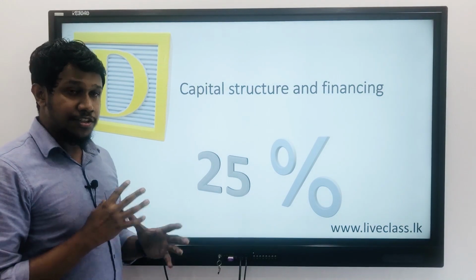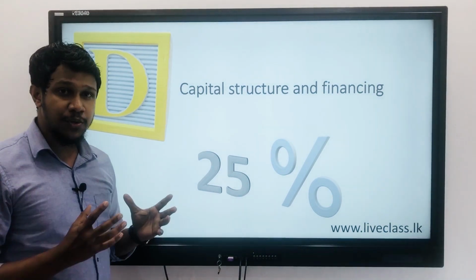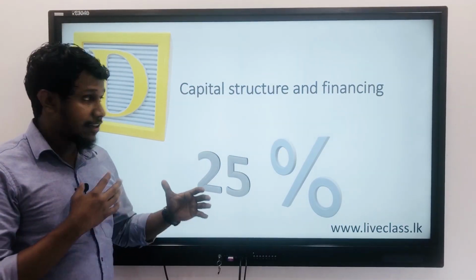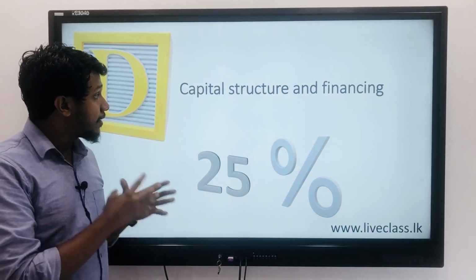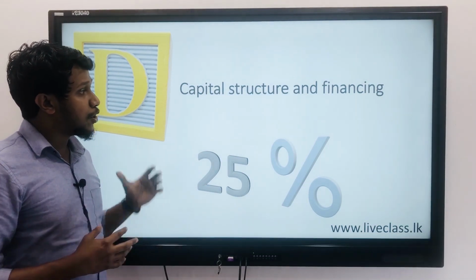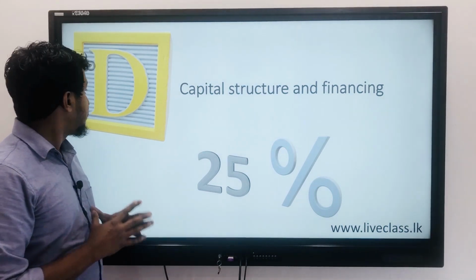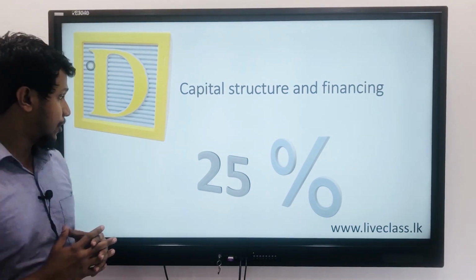Part D is a most important area, capital structure and financing. So how we are focusing on our capital structure, how the structure is from the debt side, and how we are making the combination with equity. So how we are going to take the financing decisions, those things we are going to evaluate in part D. So 25% of weightage is given for this particular area.